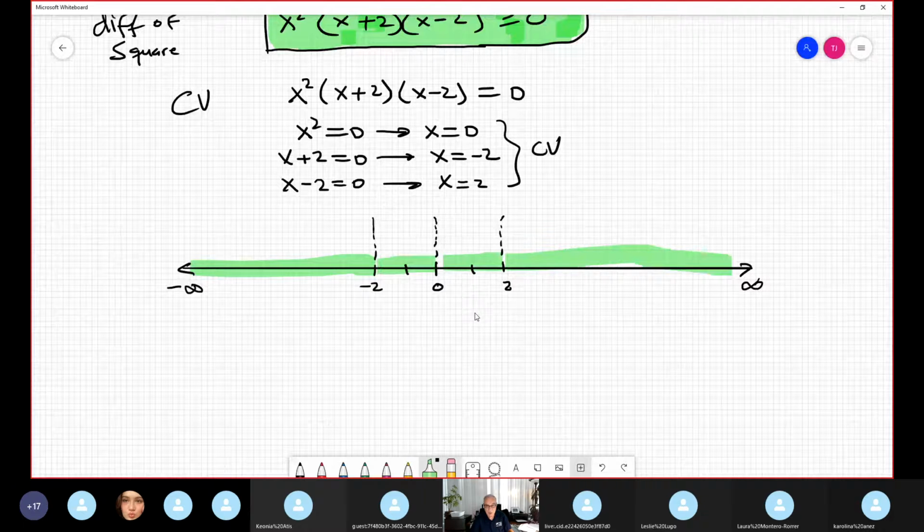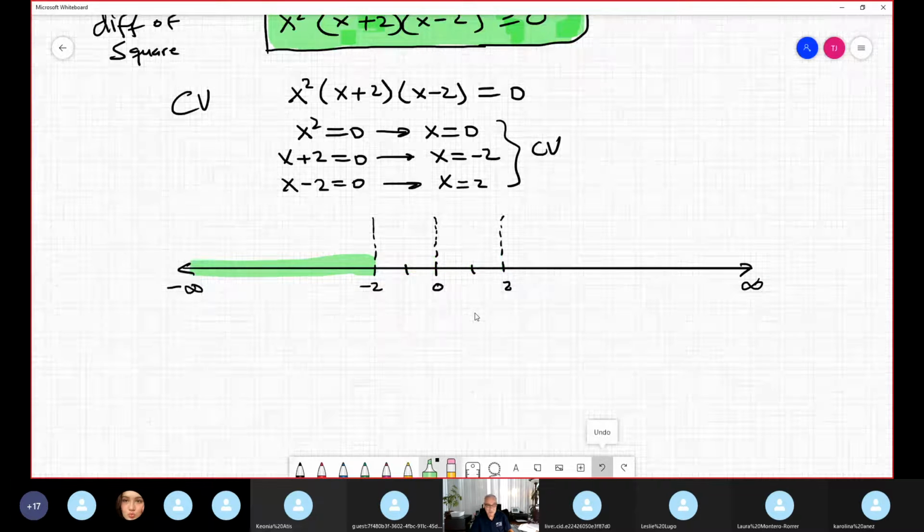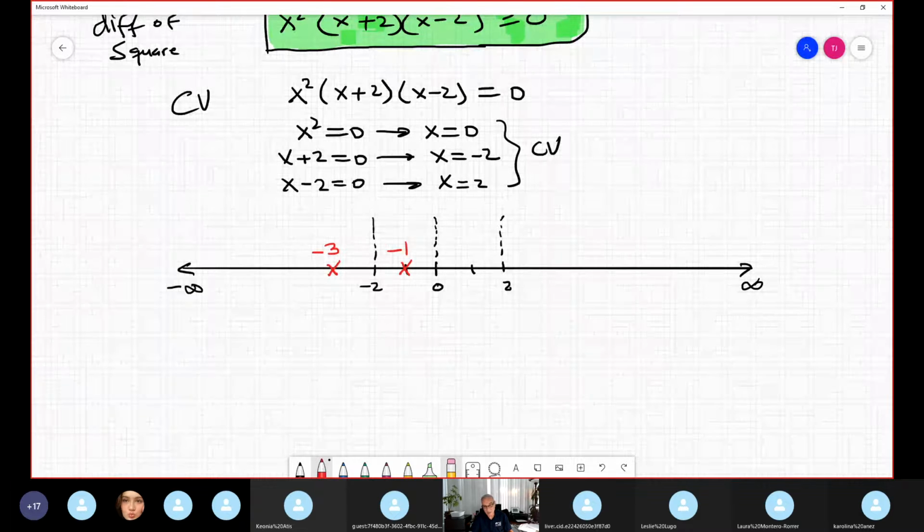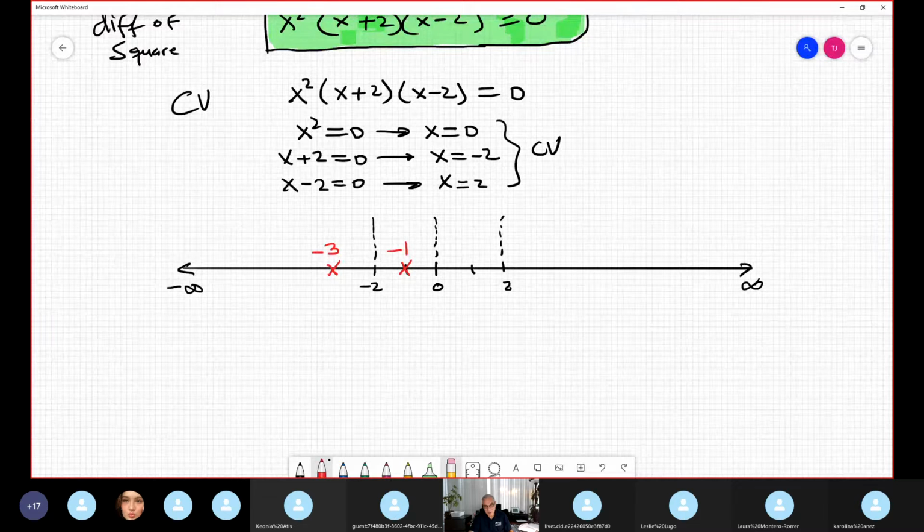In each interval, you select a totally arbitrary testing point. Either one is fine. So for example, in this interval, I pick negative 3. In the interval between negative 2 and 0, I pick negative 1. You can pick either, but no decimals. Horrible, confusing. Whole numbers: negative 1, positive 1 in that case, and positive 3, or 4 or 5, 6, 7, it doesn't matter.